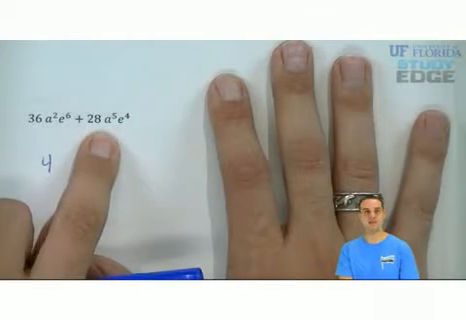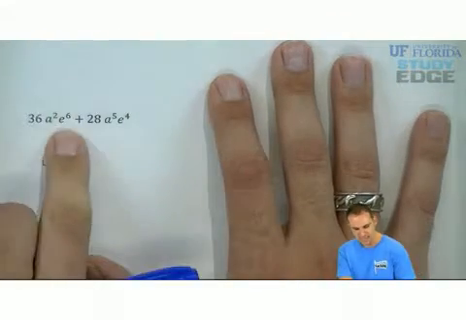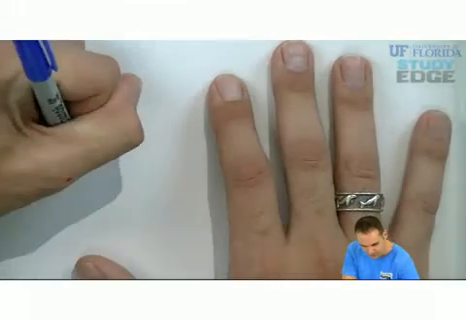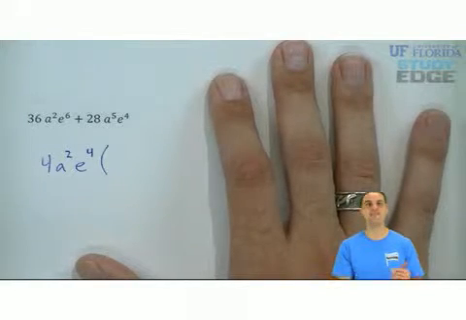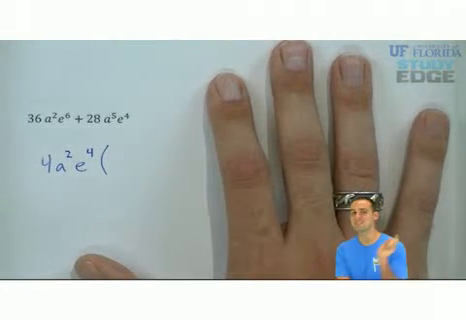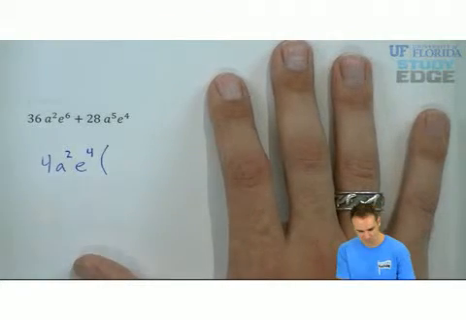a to the second and a to the 5th, I have to take out the smaller of the 2 numbers. e to the 6th and e to the 4th, the smaller of the 2 numbers. Now, what do I have left? We're going to divide the coefficients, subtract the exponents.